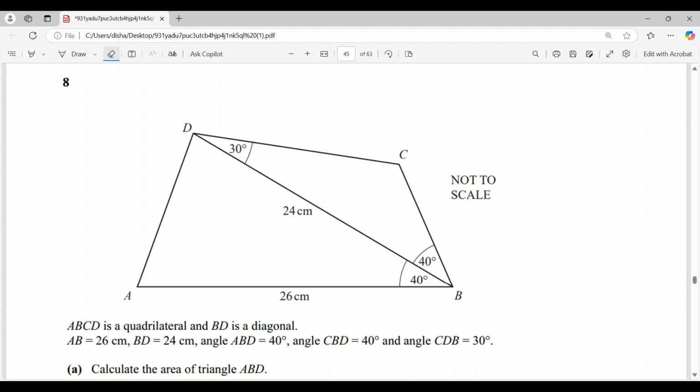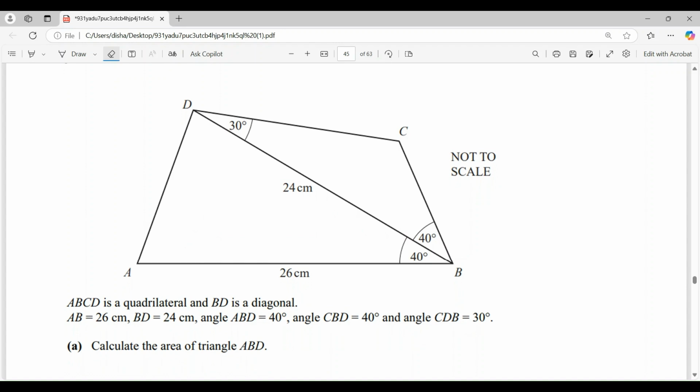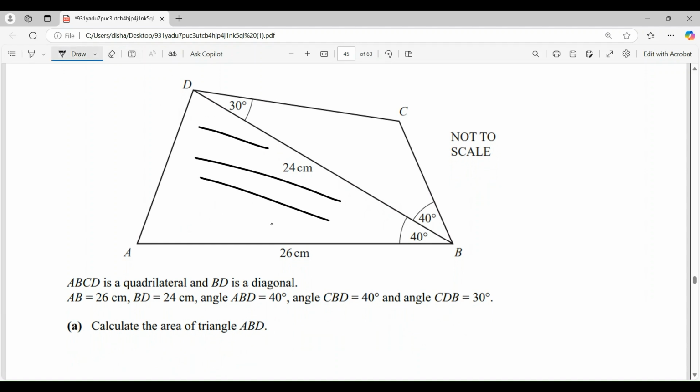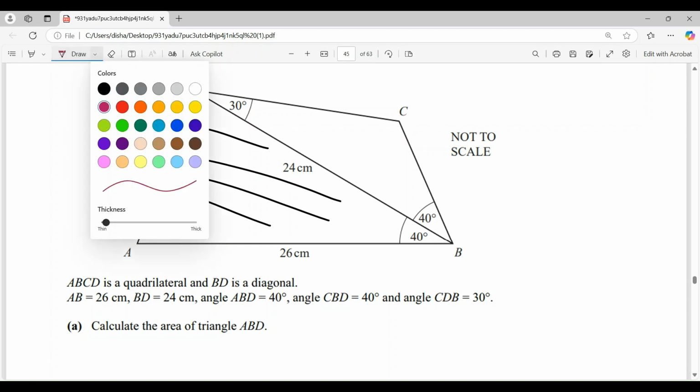So question 8. ABCD is a quadrilateral and BD is a diagonal. The values of the sides and angles are given to us. We want to calculate the area of ABD. So I want to calculate the area of this triangle ABD, but I should be knowing that the formula for area of triangle is half base into height. We have the base, but there is no height, so we'll be constructing one height here.